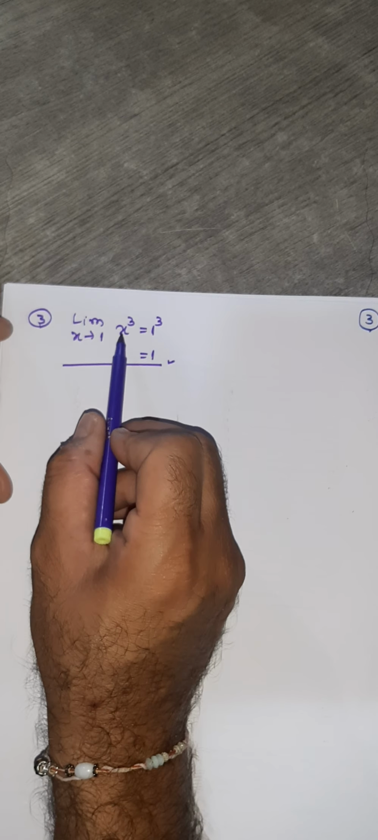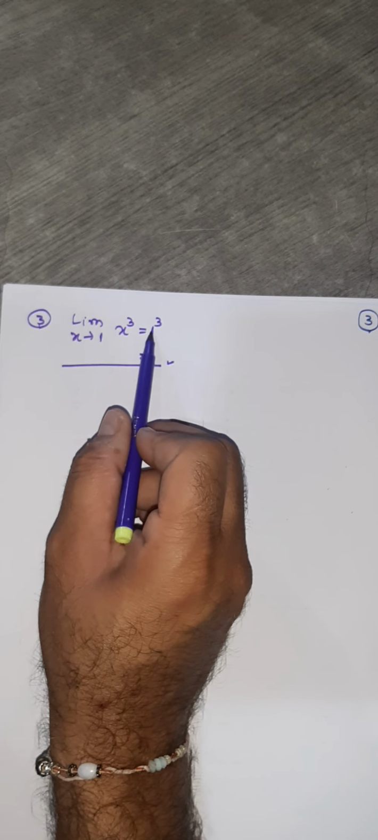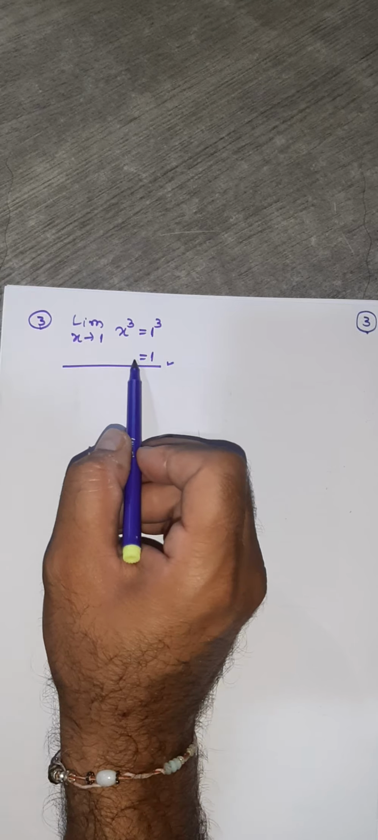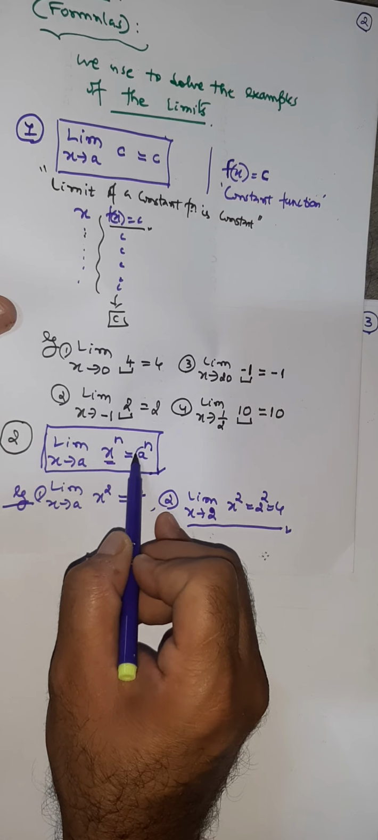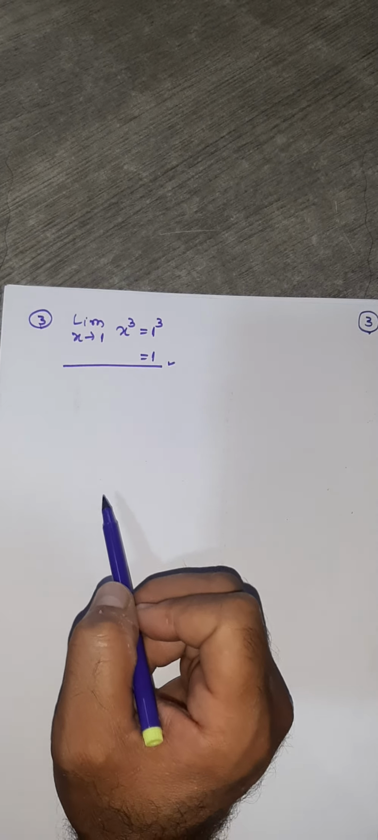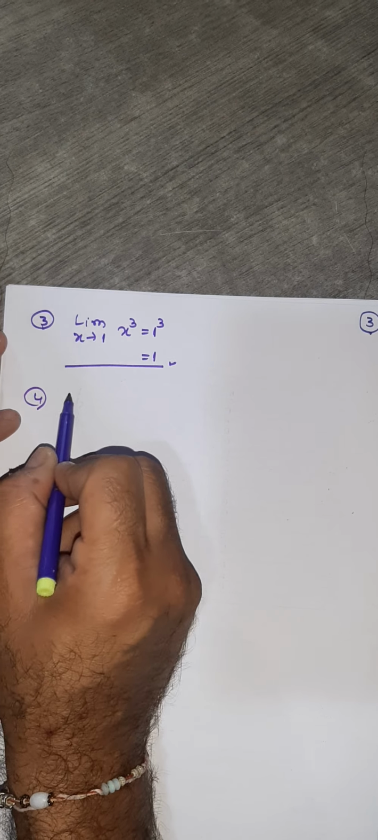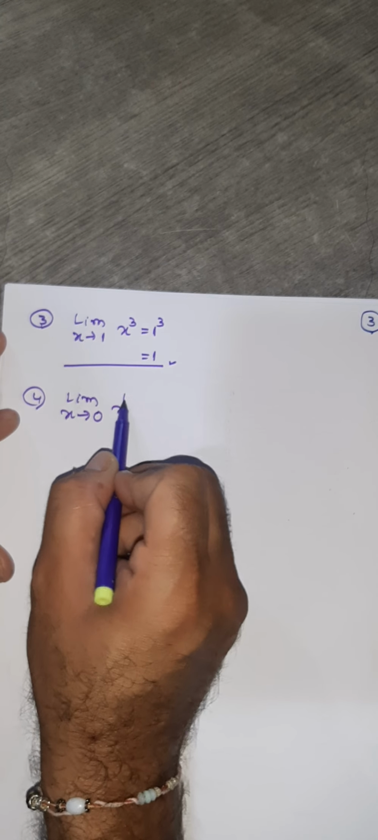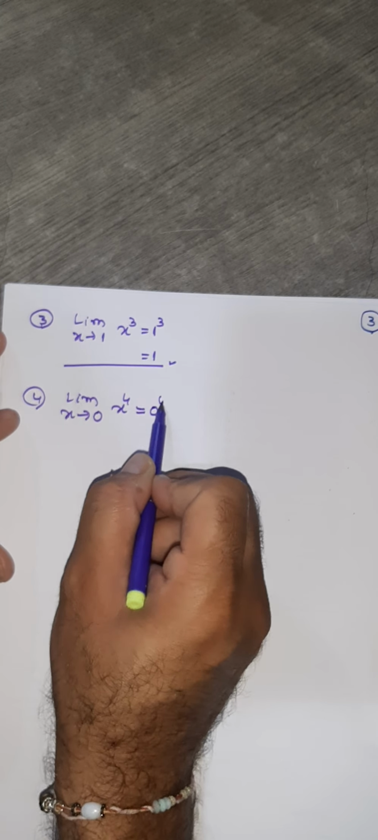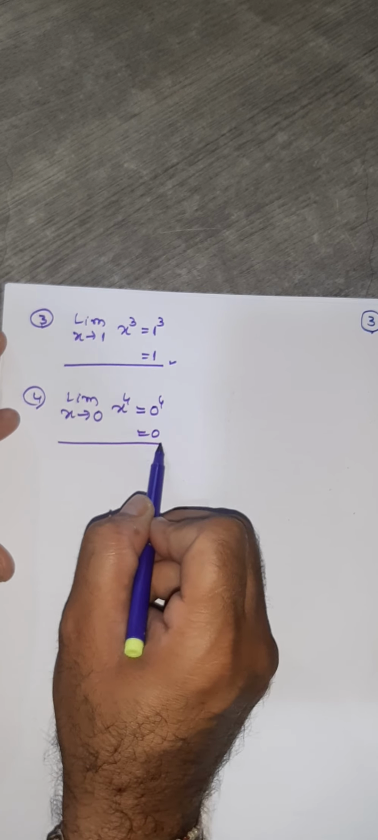मैंने क्या किया? Just x की जगह पे 1 place कर दिया. That's what this result says. What this result says, x is replaced by a, remember. If I have this limit x tends to 0, suppose I have x raised to 4, so answer has to be 0 raised to 4, and which is 0.